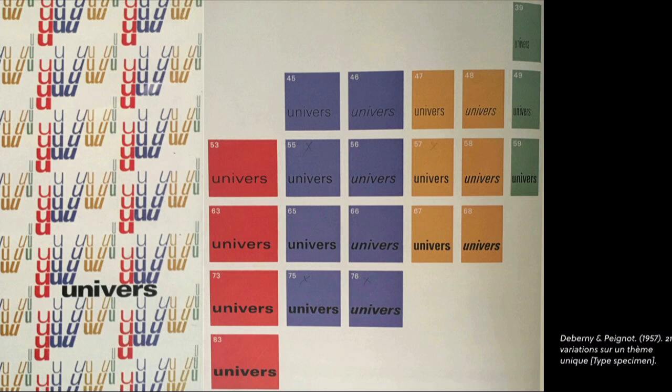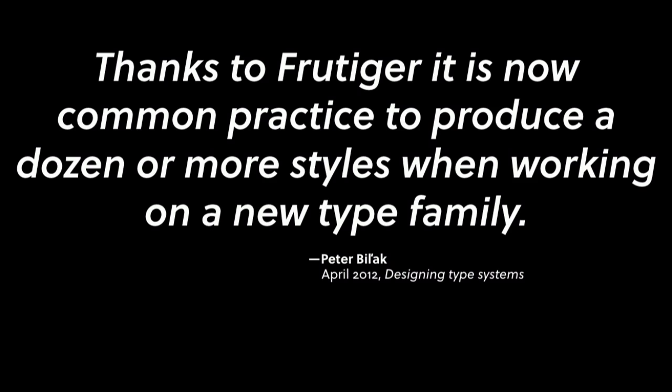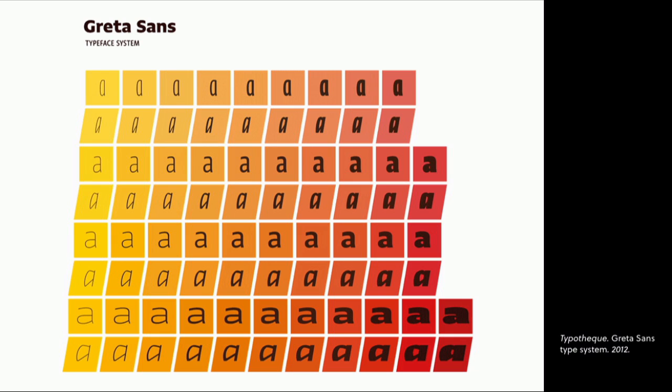And its design is inspired by the periodic table, which includes how it's presented to other designers. Type designer Peter Bilak said, "Thanks to Frutiger, it is now common practice to produce a dozen or more styles when working on a new type family." And you can see that in his own typeface, Greta. This is just Greta Sans. There's also a serif and a monospaced version.